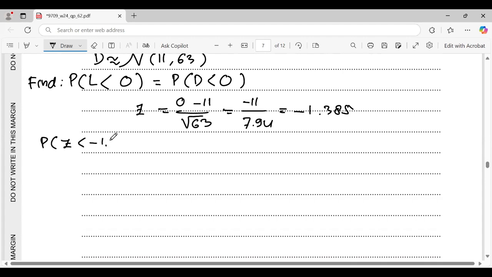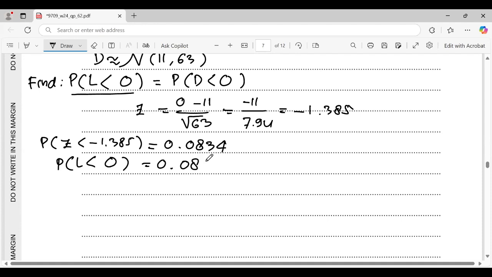Now, using the standard normal table, the probability Z less than minus 1.385 becomes 0.0834. So the probability that L is less than O is 0.083. This is the answer.